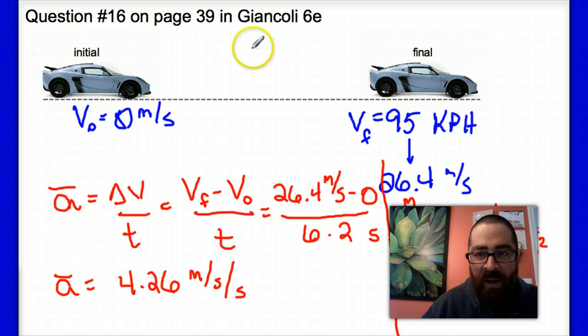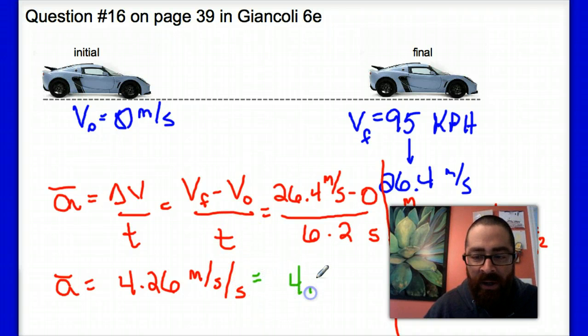In this particular problem, I need to recognize numerical significance and truncate my answer to 4.3 meters per second squared.